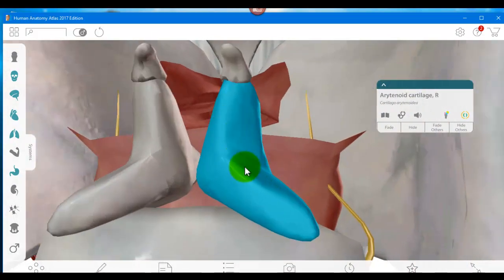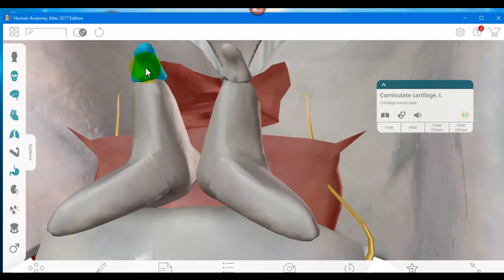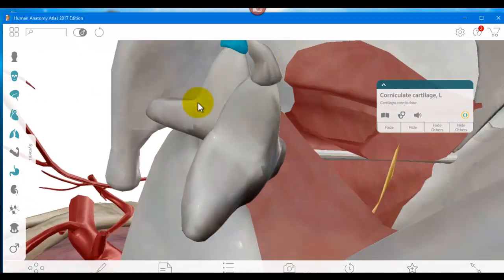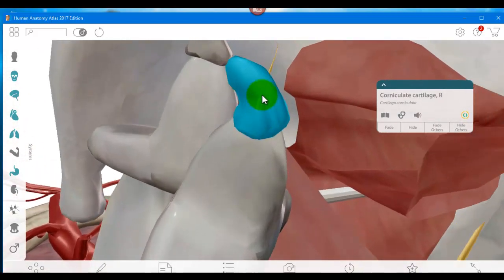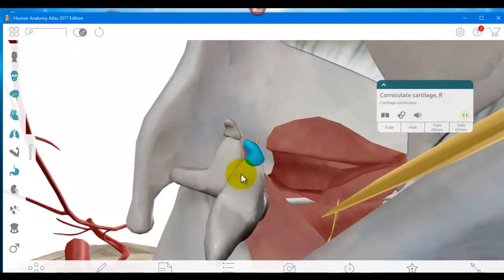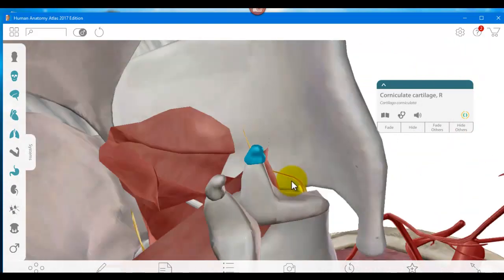So here's the right arytenoid cartilage. There's the left. Here's the cricoid, excuse me. Here's the corniculate, the right one, and that's the left corniculate. They're very small. They almost look like a beak or a talon of some kind when you turn them on our models and such. When you turn them sideways, you see they look like, to me, little talons on a bird.